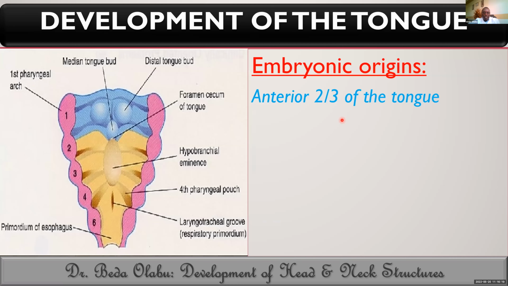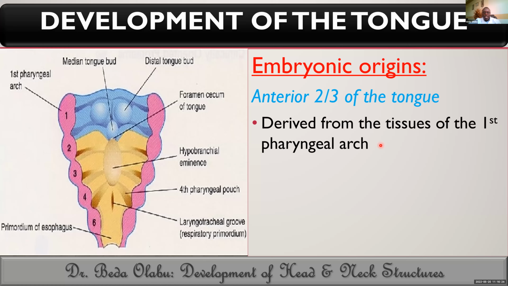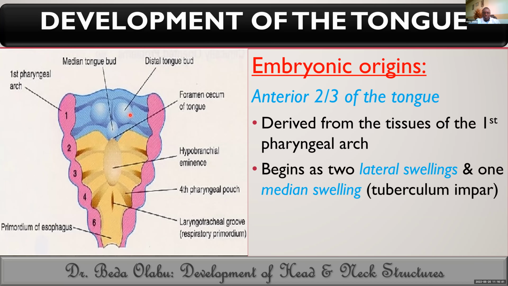Let's start with the anterior 2/3 of the tongue. So the anterior 2/3 of the tongue is derived from the tissues of the first pharyngeal arch, largely. So in this image, you can see the region corresponding with the first pharyngeal arch. It forms initially using some swellings, as I told you earlier. The swellings that contribute to formation of the tongue are two types of swelling that are responsible for the formation of the anterior 2/3 of the tongue.